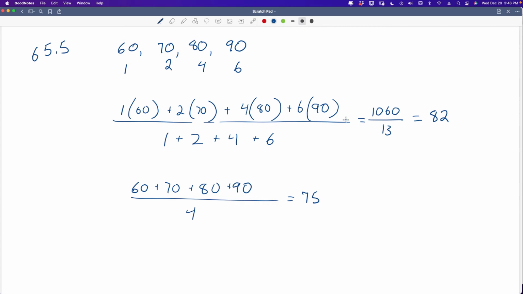All right, so again, weighting is just how many times this number is going to be added into the average. And then what you divide by is the total number of items that were averaged together. And then that gives you your final average. Let's do another one.